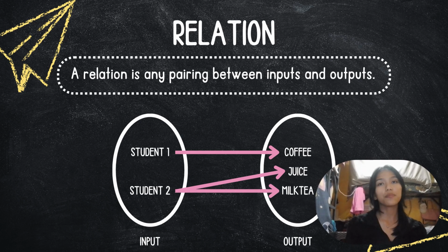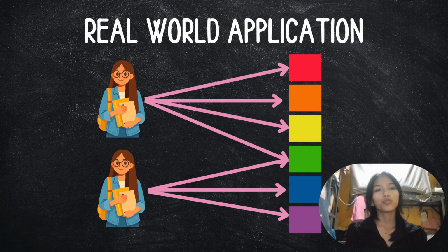As you can see in our example, student 1 loves coffee and student 2 loves juice and milk tea. For a real world analogy, here we have two students. Student 1 loves the colors red, orange, yellow, and green, while student 2 loves green also, blue, and violet. The inputs here are the students, student 1 and student 2, and the outputs are the colors: red, orange, yellow, green, blue, and violet.